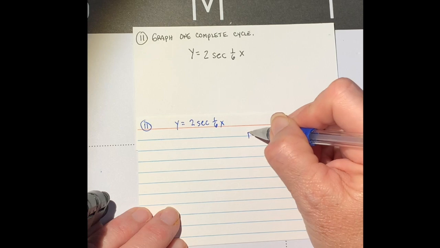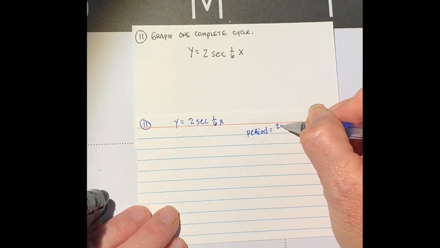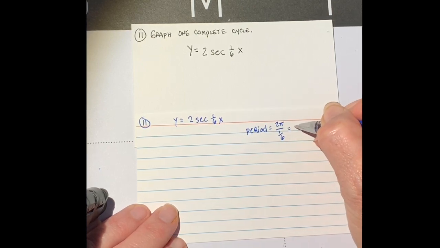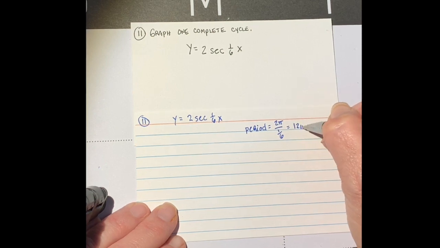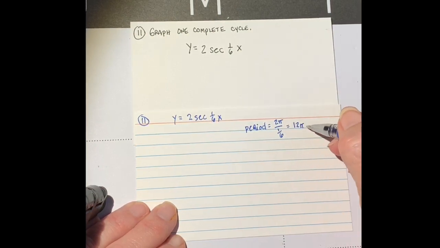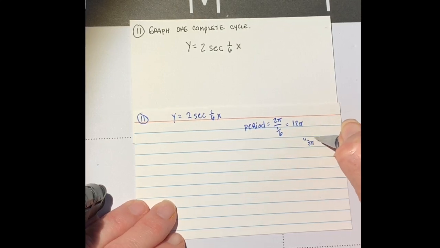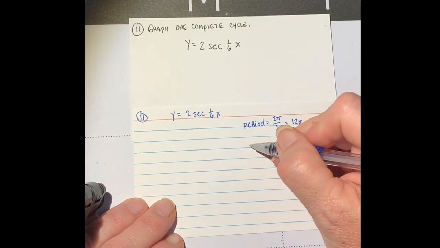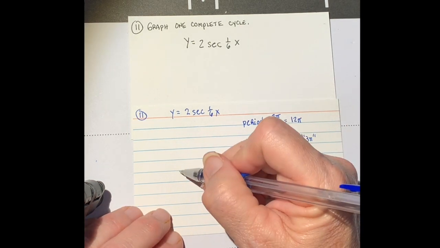So my period is 2 pi divided by b, 1/6. So 2 pi divided by 1/6 is the same thing as 2 pi times 6/1, or 2 pi times 6, which is 12 pi. All right, if I divide my period into 4 equal parts, every 3 pi, that's how much is going to separate my key points. And I also have the amplitude change on this one, the amplitude is 2. Okay, so let's graph that.